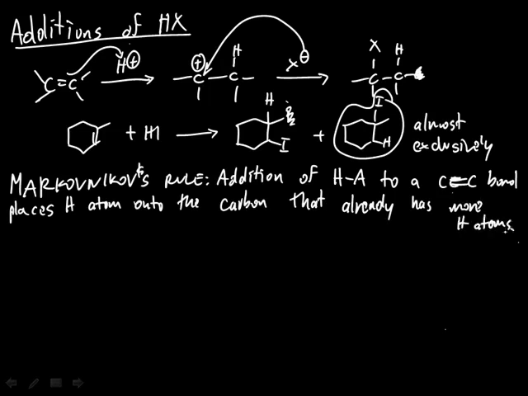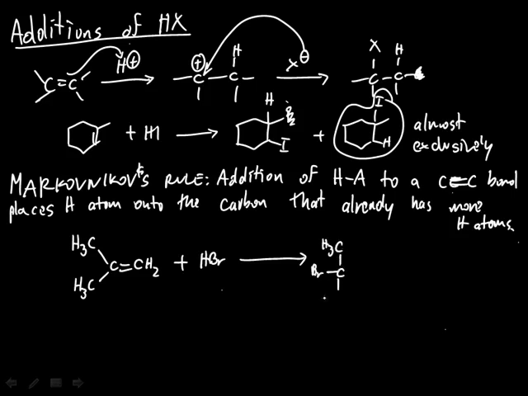Now, what does this mean practically? Well, if we have a system like this, where our double bond has one carbon atom which has no hydrogens, and the other one has a CH2 group, then addition of HBr here, according to Markovnikov's rule, will proceed to place bromine onto the more substituted carbon and hydrogen onto the less substituted carbon to make it even more hydrogen-rich.